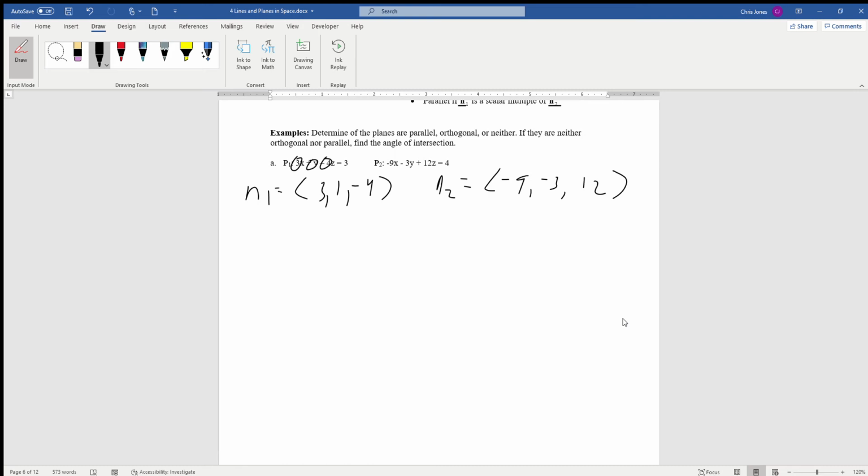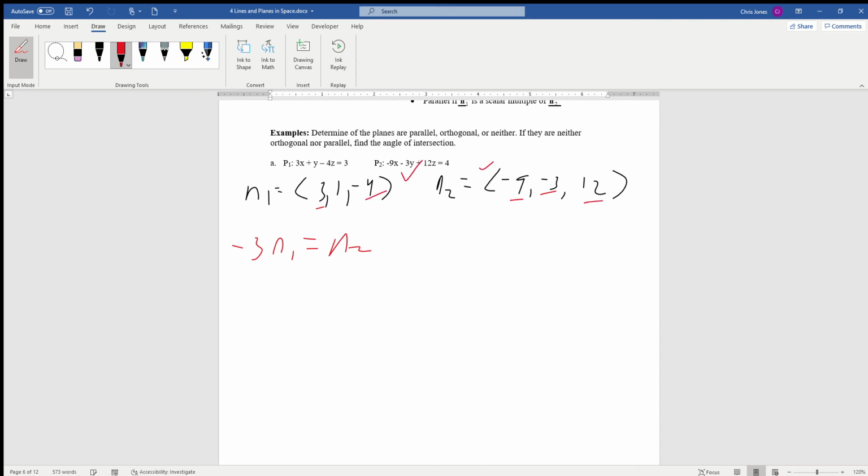Now, we can determine if they're going to be parallel, perpendicular, or neither very easily. I bet if we take a pretty good look at both of the vectors, we can see that there might be a scalar that we can multiply n1 by to get to n2. I think that negative 3 n1 is going to be equal to n2. If I take 3 times negative 3, that would be negative 9. Negative 3 times 1 is negative 3. And then negative 3 times negative 4 is positive 12.